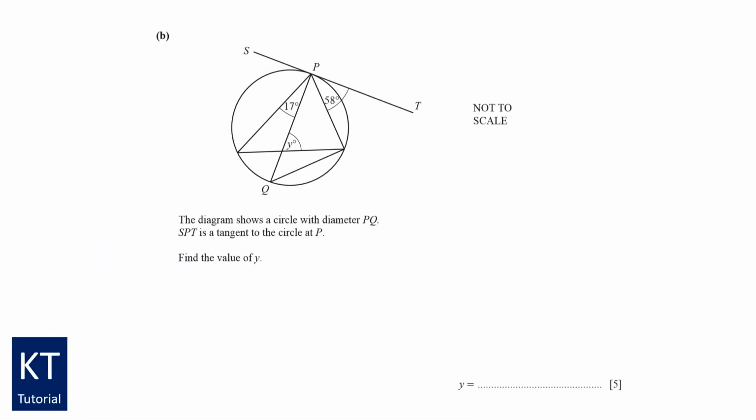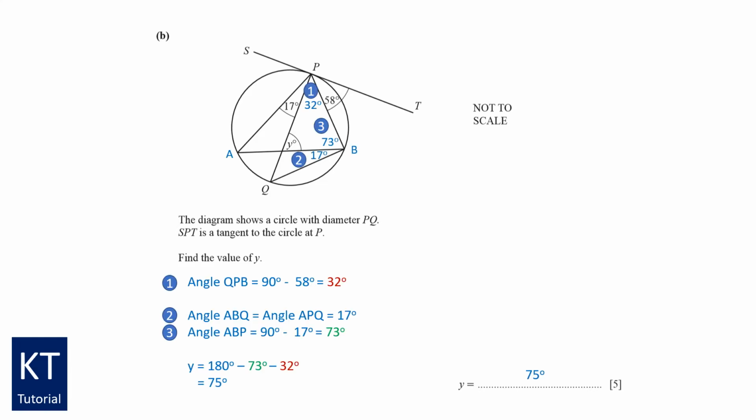Question 2b. The diagram shows a circle with diameter PQ. SPT is a tangent to the circle at P. Find the value of y. With SPT being tangent with QP, the angle QPB is 90 degrees minus 58 degrees. Using circle theorem, angle ABQ is the same as angle APQ, which is 17 degrees. Also, on circle theorem, angle ABP is 90 degrees minus 17 degrees. With that, y is equal to 180 degrees minus 73 degrees minus 32 degrees, which gives us 75 degrees.